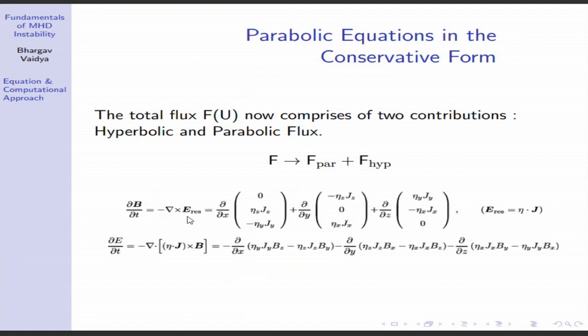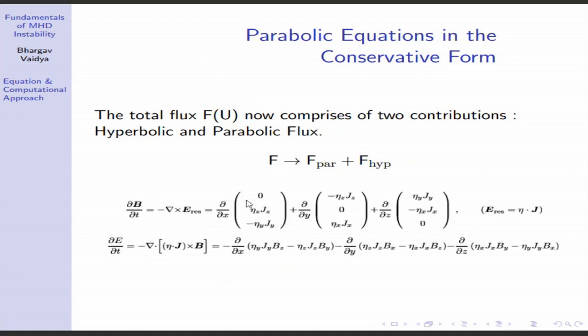Eta j, you can write it down. So essentially you have E is equal to eta j, eta dot j. Now eta physically in general is a tensor. But you can always write it down as eta x, eta y, eta z, and take the diagonal part only. You can even assume them to be the same. Or if you want an isotropic resistivity, you can have different resistivity in different directions, and so on. And therefore you can just use your algebra to get these.